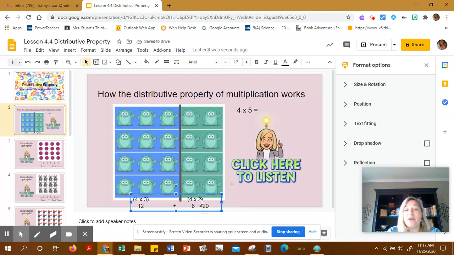So now I know that 4 times 5 is 20. So this is the distributive property. The distributive property breaks apart an array and turns it into 2 arrays that I then add together to get my total. All right, let's go on to the next one and let's try another one together.